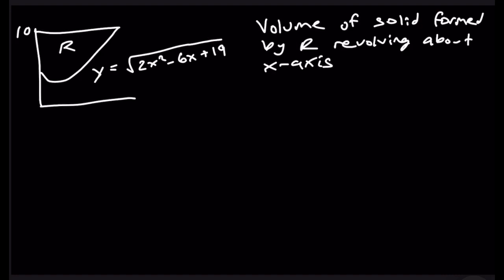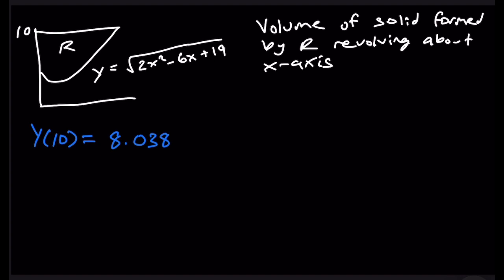We have the volume of a solid formed by R revolving about the x-axis. And our equation here is y equals the square root of 2x squared minus 6x plus 19. So this is going to be a washer problem. And the way we're going to do this is first we're going to solve for y of 10. Plug that in, y of 10 is going to be about 8.038.